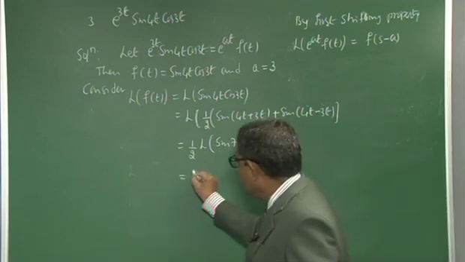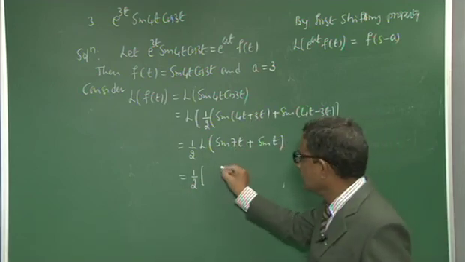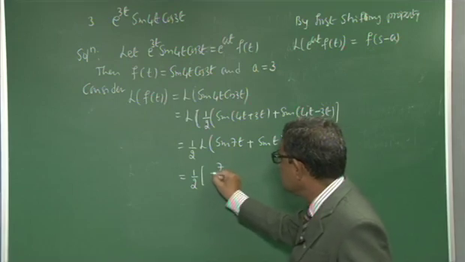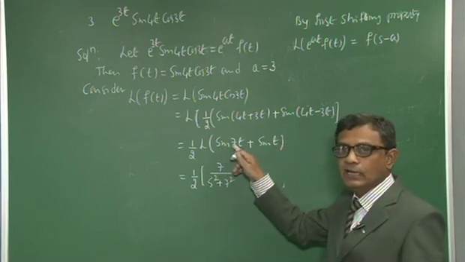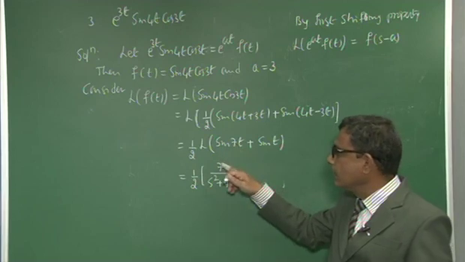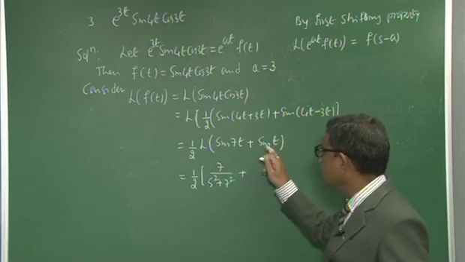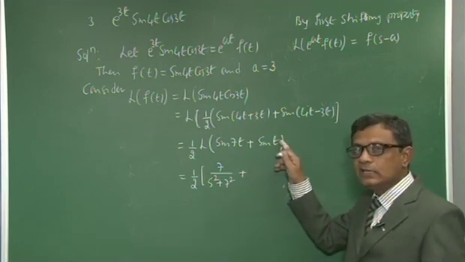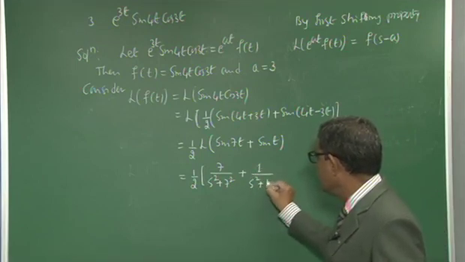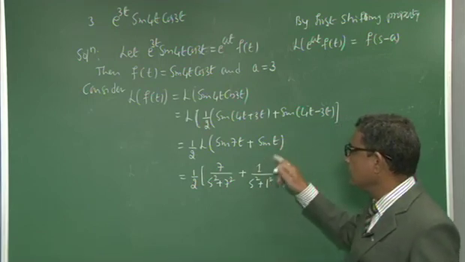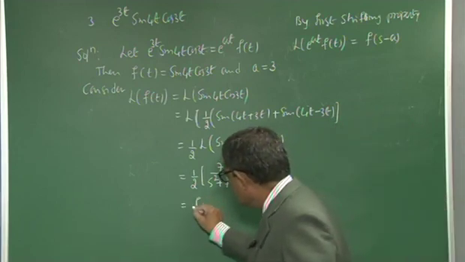Now apply the formula. Which formula do you have to use? The L of sin at formula. Here it is 7 divided by s square plus 7 square. L of sin at, what is your formula? a divided by s square plus a square, a is 7. Plus, what about the second term? L of sin at, a is here 1, a divided by s square plus a square, so 1 divided by s square plus 1 square. Now this is your f of s.